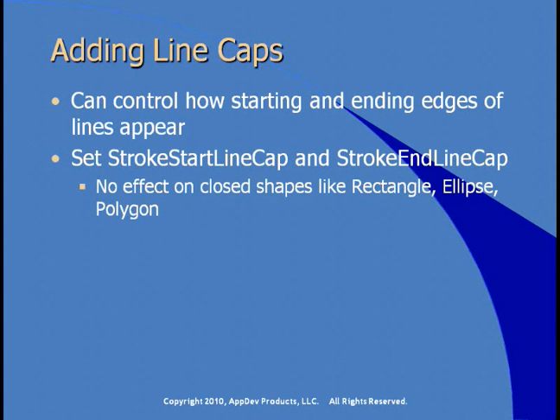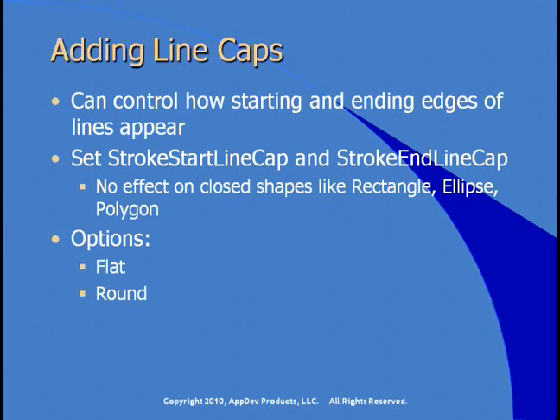The start line cap always goes on the end of the line defined by the x1, y1 coordinates, and the end line cap, of course, goes on the end of the line defined by x2 and y2. Now you've got some options here. You can add a flat line cap. This is the default, and the line ends immediately at its starting or final value with no extra stuff.